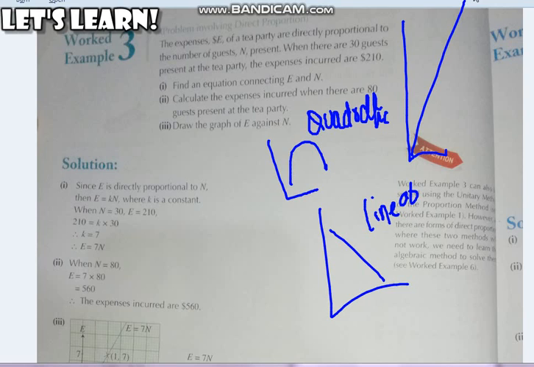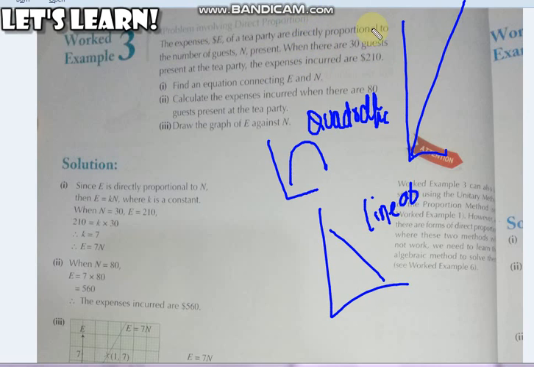So you can see here, the more guests coming to your house, the more you have to spend, and so the more you have to arrange. The fewer guests coming to your house, the less you have to spend, and so the less you have to arrange. So you can see that the expenses of a tea party are directly proportional to the number of guests. जितने ज़्यादा आपके गेस्ट होंगे उतना ज़्यादा आपका खर्चा होगा, जितने कम आपके मेहमान होंगे उतना कम आपका खर्चा होगा.